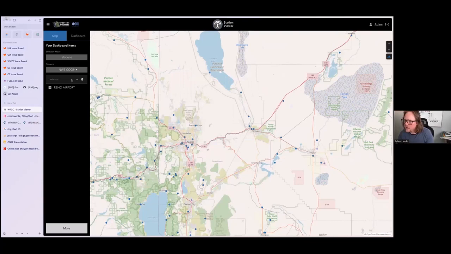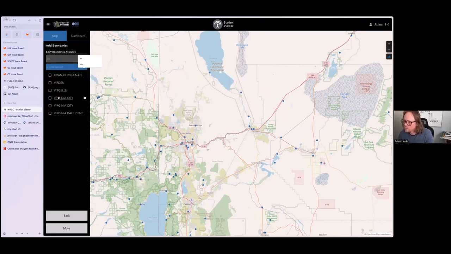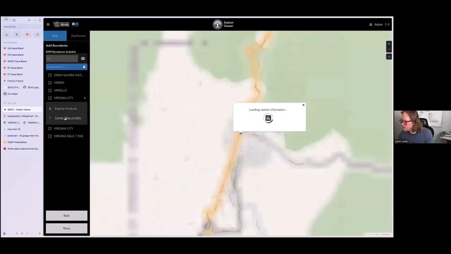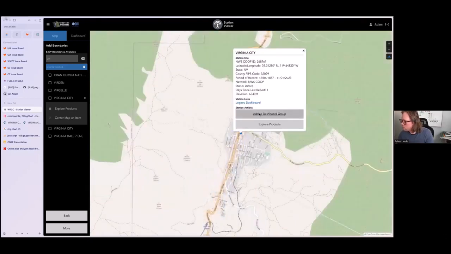And let's say I have the name of a station, but I don't know exactly where it's located. I can also do a text search over here. And let's say I want to do Virginia City. And you'll notice it will pull up, sometimes there will be stations with the same name, but in completely different states. So there's this gear icon over here you can click, which will allow you to center the map on that item. So I can click that and it'll pull it up on the map over here. And this is the one I'm after. So I'll go ahead and add that to my group.